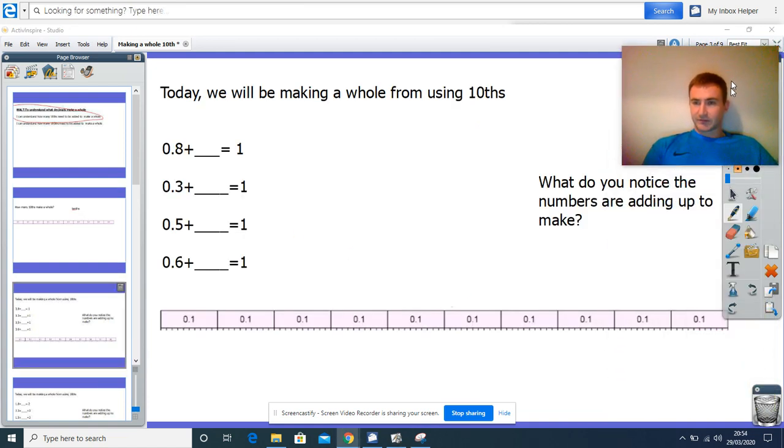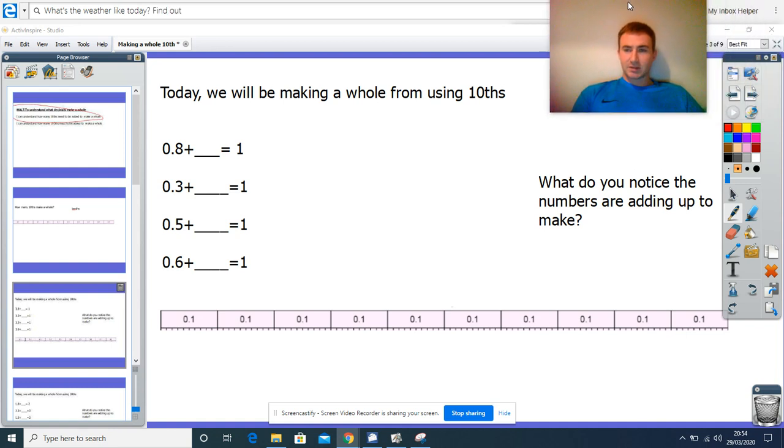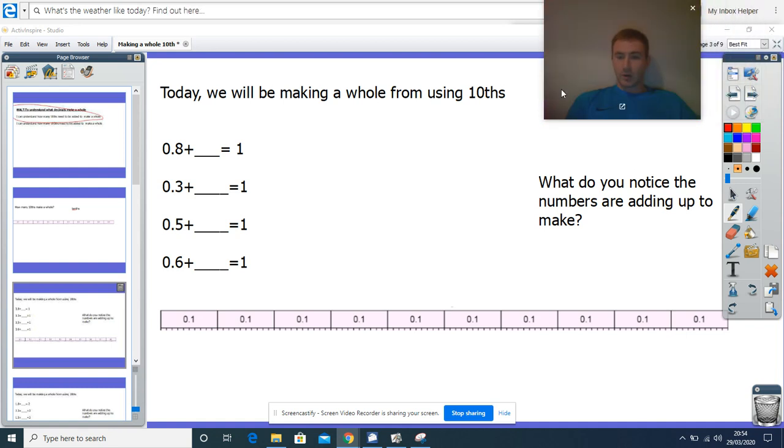Just move myself out of the way. So today we're going to be making wholes from tenths. We're going to be looking at, and then we'll show you some examples, 0.8 plus something equals 1. There's a really easy way of doing this. I'll show you with a bar model.